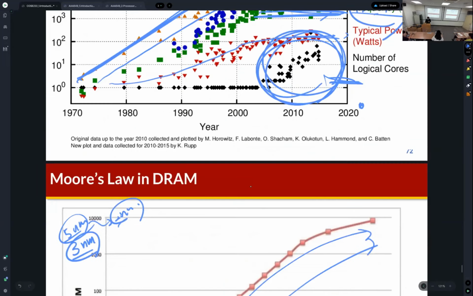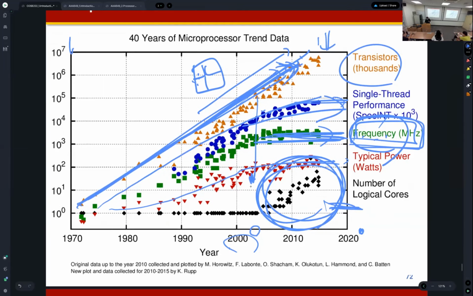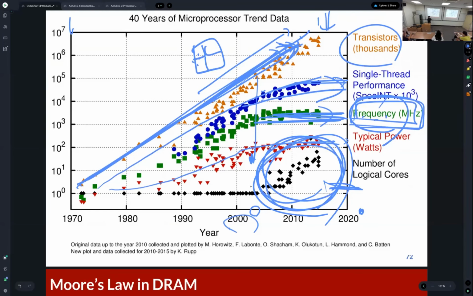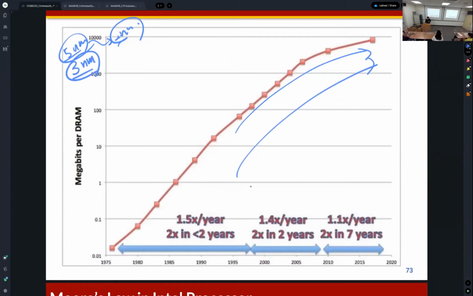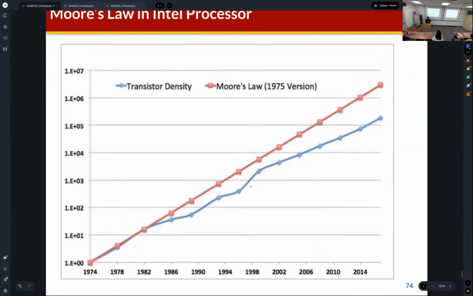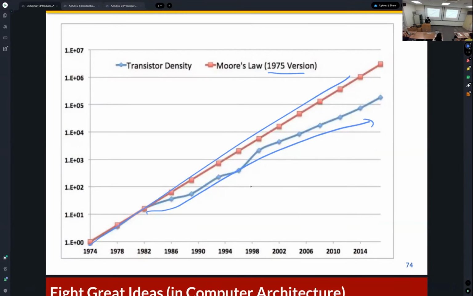Okay, so actually the frequency is really saturated. The performance of single thread is saturated from the early 2000s, and it's slightly increased, but nearly saturated recently. But using multi-core architecture, we can increase the throughput. It is becoming more difficult. Okay, Moore's law is ending. This graph shows Moore's law of the 1975 version, and then the real trend of Intel. Sometimes Moore changes his law, but recently Moore's law is ending.